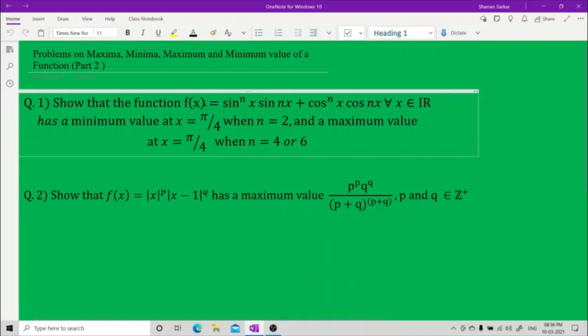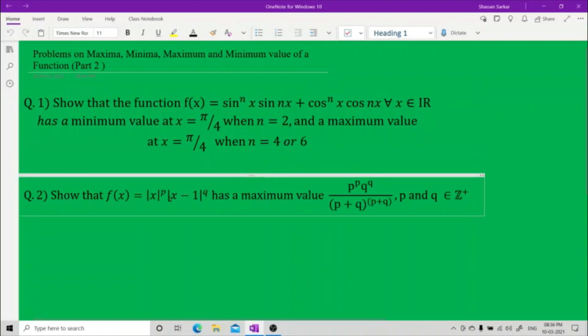You have to show that the second derivative is greater than 0 when x equals pi by 4 and n equals 2, and less than 0 when x equals pi by 4 and n equals 4 or 6. And in this second question, you have x to the power of p, (x minus 1) to the power of q has a maximum value.